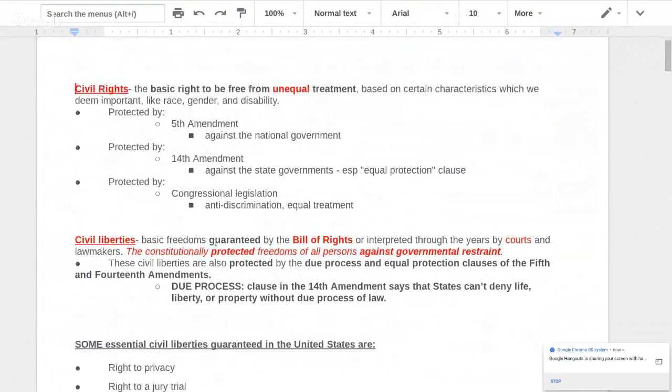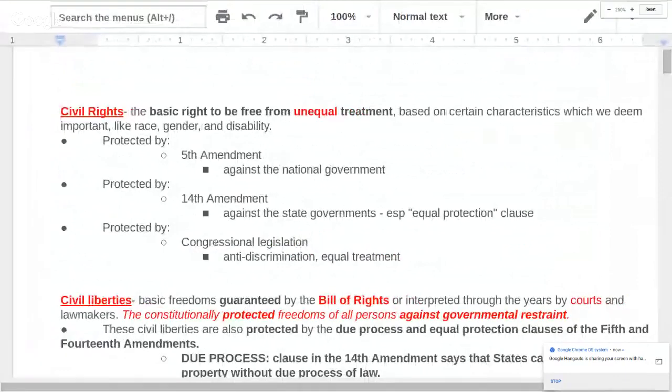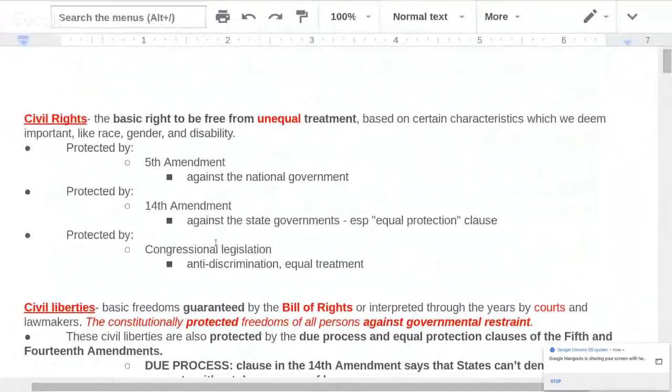Civil rights is the basic right to be free from unequal treatment based on certain characteristics which we deem important, like race, gender, and disabilities. This is protected by the Fifth Amendment, the 14th Amendment, and congressional legislation. The Fifth Amendment is against the national government. It protects the people from national, state, or any unequal treatment. It's also protected by the 14th Amendment, which is against the state government, especially the equal protection laws, which I will be getting into. It's also protected by congressional legislation, which is anti-discrimination or equal treatment.